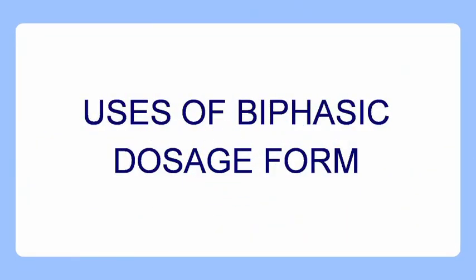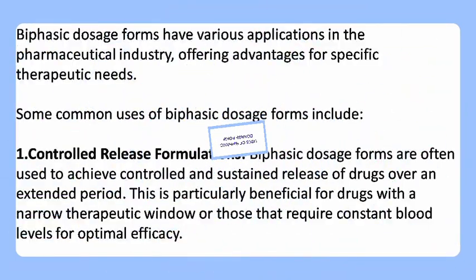Uses of biphasic dosage form. Biphasic dosage forms have various applications in the pharmaceutical industry, offering advantages for specific therapeutic needs. Some common uses of biphasic dosage forms include: first, controlled release formulations. Biphasic dosage forms are often used to achieve controlled and sustained release of drugs over an extended period. This is particularly beneficial for drugs with a narrow therapeutic window or those that require constant blood levels for optimal efficacy.